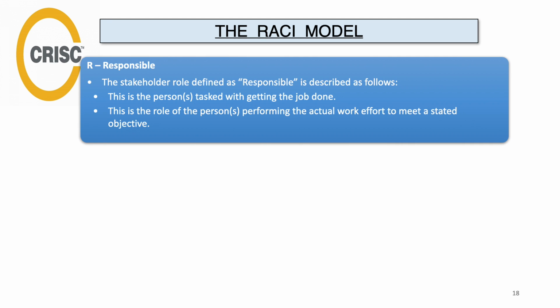First will be the responsible, in which the stakeholder role defined as responsible is described, right? This person is tasked with getting the job done. Second, this is the role of the person performing the actual work effort to meet the stated objective. Let's make it more clear.